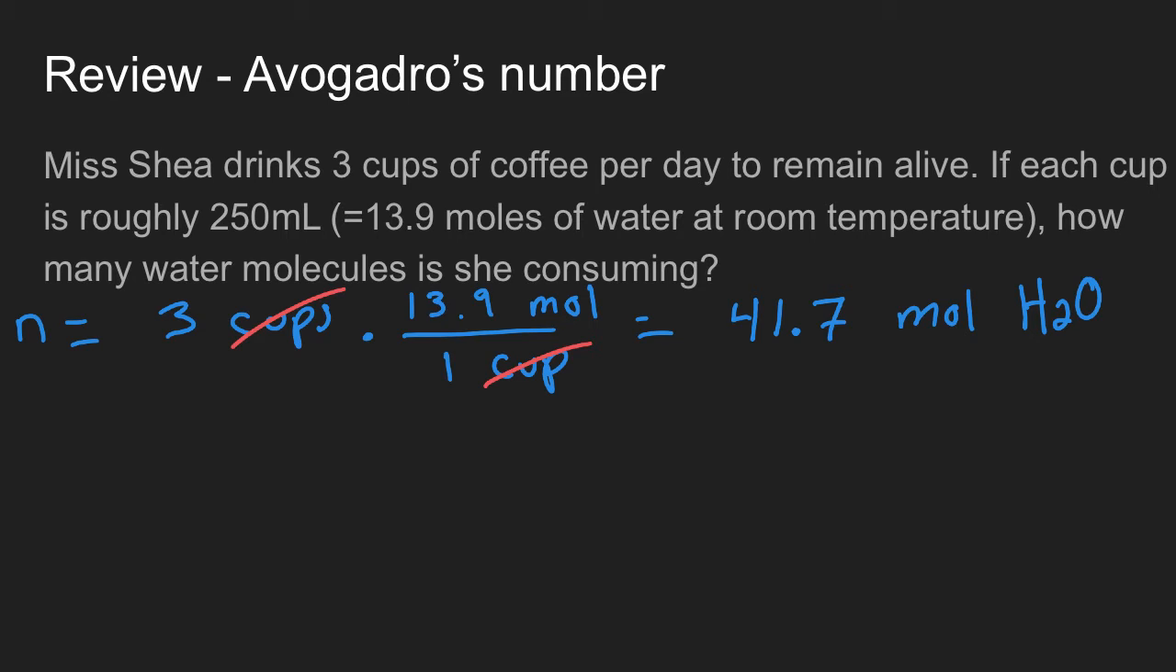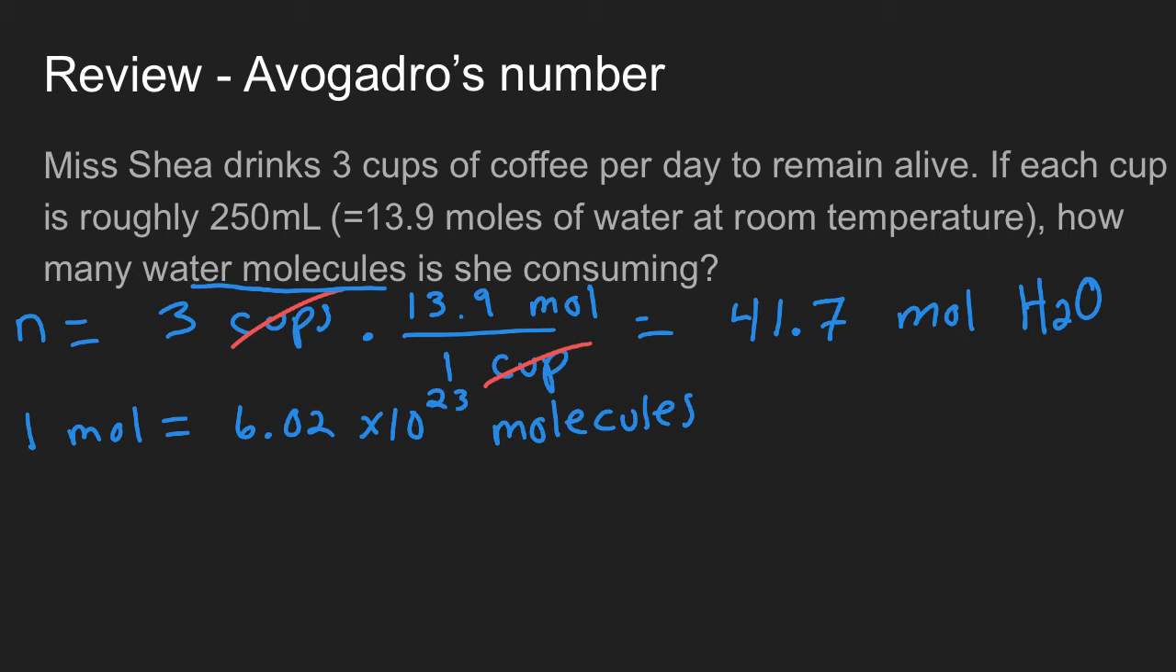But my question is asking me how many water molecules, not how many moles. I want to know how many molecules there are in this coffee. Now, something else that I know is Avogadro's number. Avogadro tells me that 1 mole is equal to 6.02 times 10 to the 23rd particles. And in this case, our particles are going to be molecules because in H2O, the hydrogens are bonded to an oxygen to make a molecule.